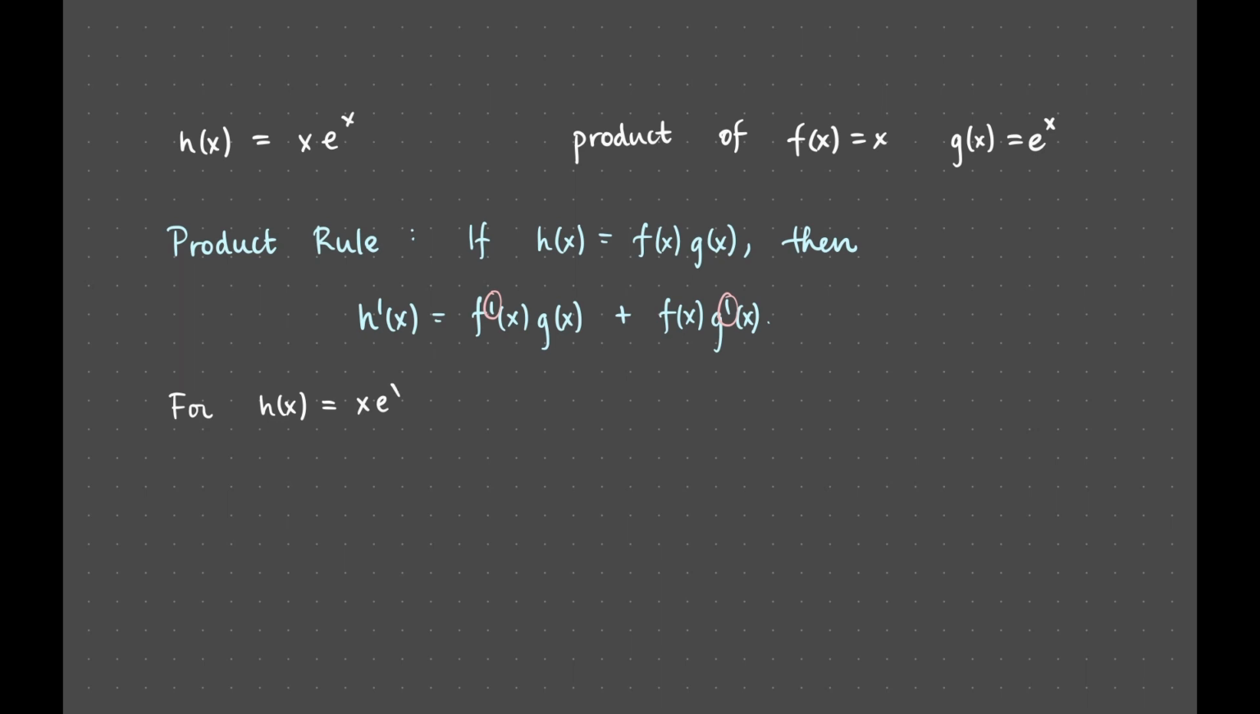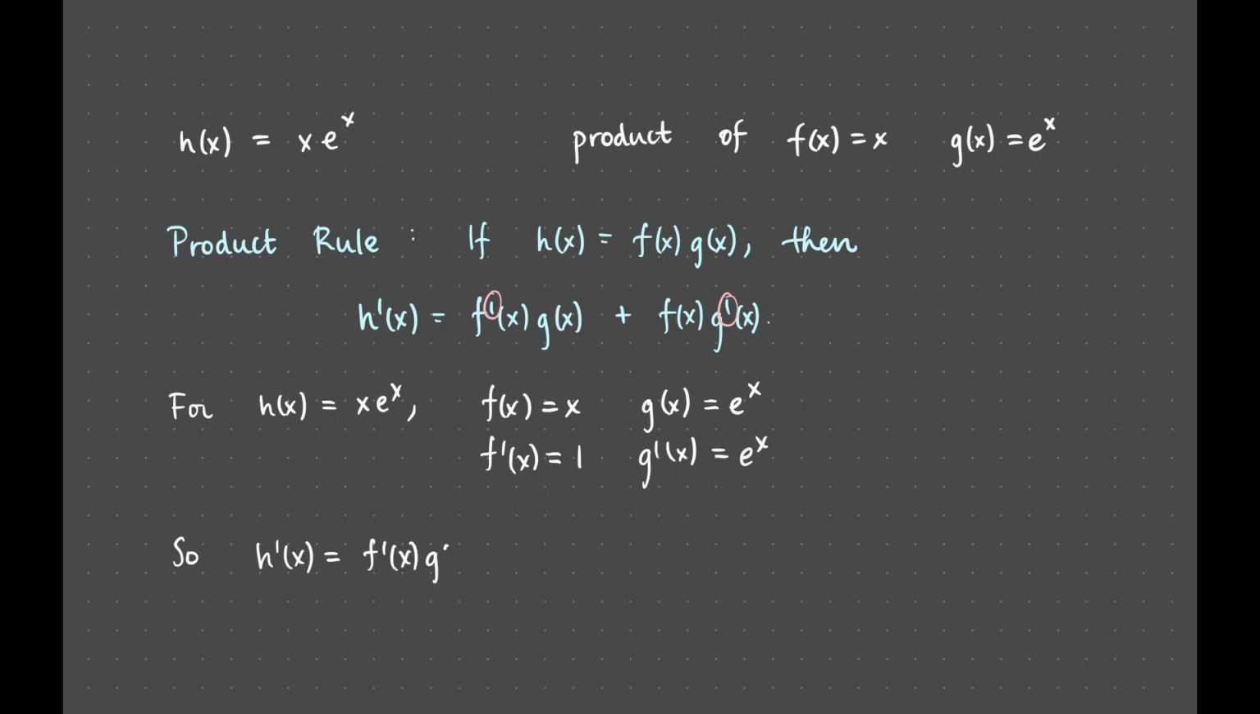Equipped with this rule, then, we can compute the derivative of the product x times e to the x. In this situation, our function f is f of x equals x, and g is g of x equals e to the x. We also know the derivatives of these functions as f prime of x equals 1 and g prime of x equals e to the x. Using our product rule, then, we can compute the derivative of h. According to the rule, we should write f prime times g plus f times g prime. Using our computations, we find that this is equal to 1 times e to the x plus e to the x times x.